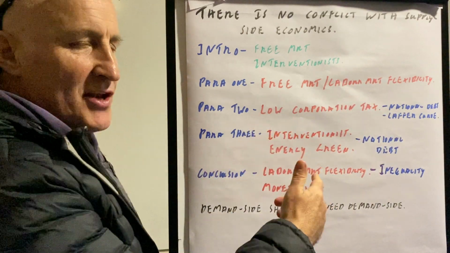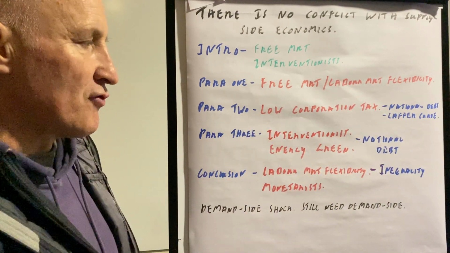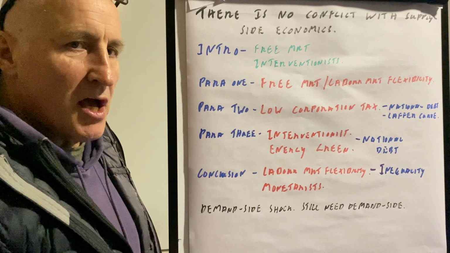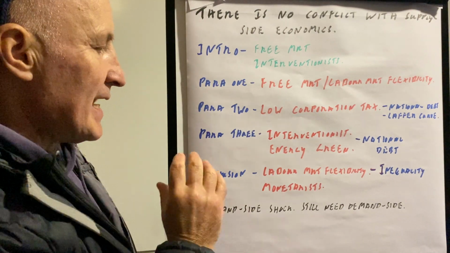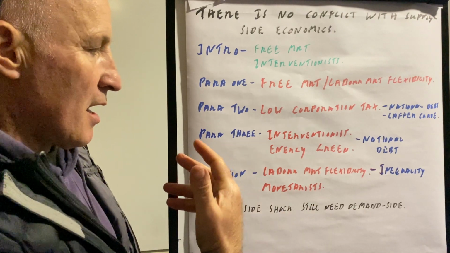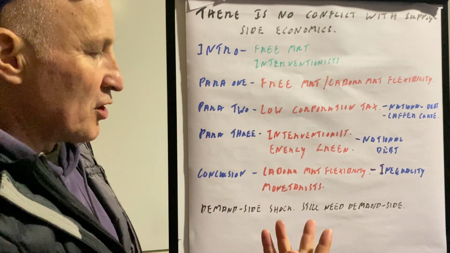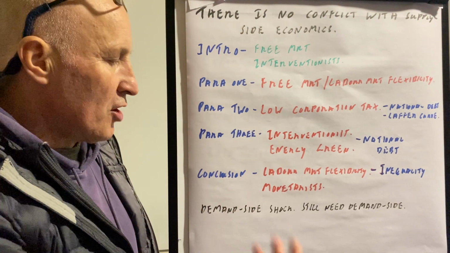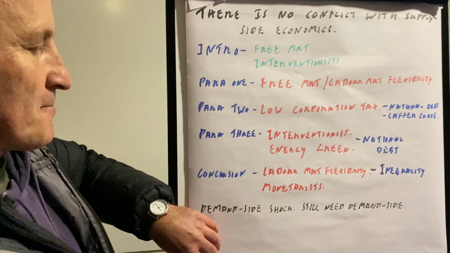Paragraph 3, talk about interventionist supply side. In particular, if you had a green revolution, then that would reduce the price of energy. And in the conclusion, we'd have labour market flexibility, which could create inequality. And with Munchausen, there is no conflict between objectives.